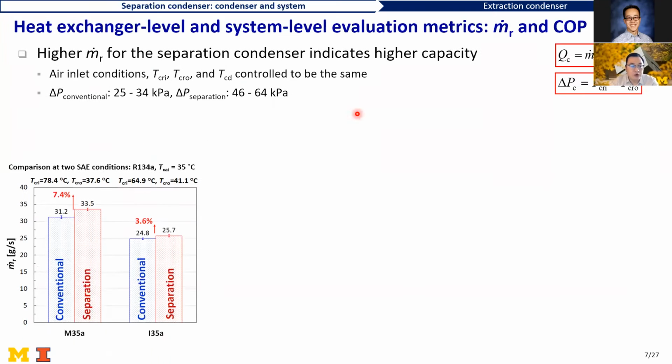On the heat exchanger level, I'm using the condensate flow rate as the comparison criterion. Basically, in this enthalpy difference equation, we control the inlet specific enthalpy and the outlet specific enthalpy for the condenser to be the same. And whichever one has a higher m dot, it will generate a higher QC. And from our experiment at two different SAE test conditions, basically they have different air speed, we can see that the separation condenser has up to 7.4% higher condensate flow rate compared to the conventional condenser.